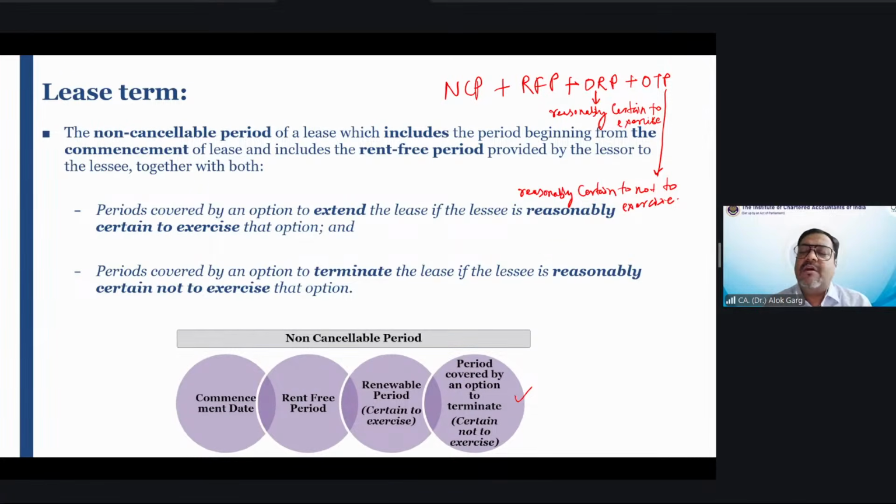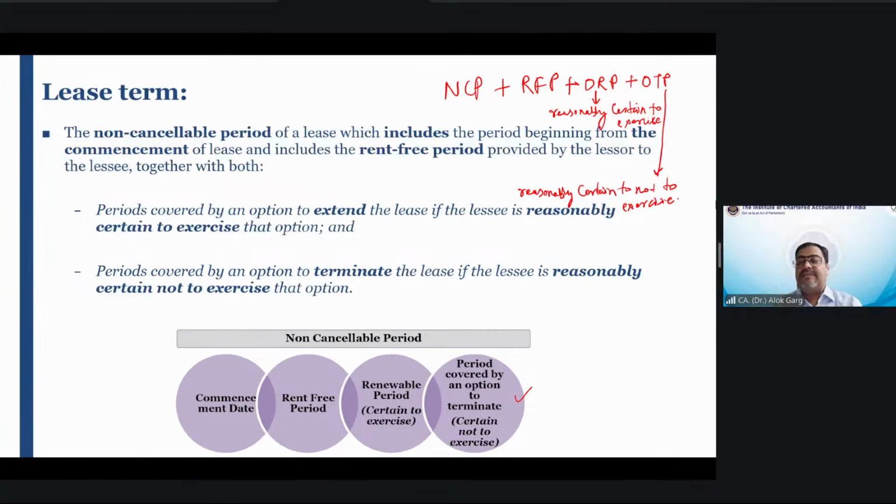What is the lease term? Friends, lease term is equal to the non-cancelable period plus rent-free period from the commencement date, plus optional renewal period if the lessee is reasonably certain that the lessee will avail the option of renewal, plus optional termination period if the lessee is reasonably certain not to exercise the termination option.